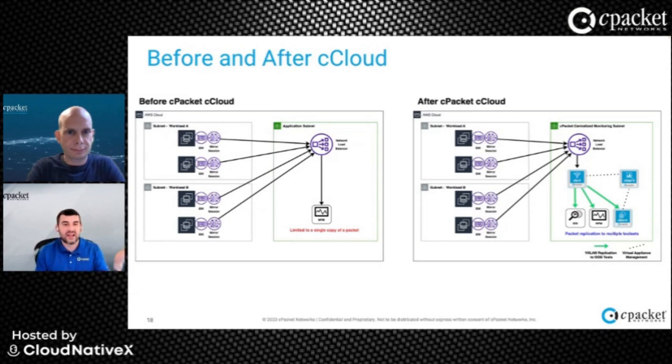On the left-hand side, this is a basic traffic mirroring scenario in AWS. You might imagine a pretty elementary example: a couple of different subnets, and then a subnet for the tools on the right. But with traffic mirroring, you're inherently limited to a single copy of a packet. Currently, none of the big three CSPs that support traffic mirroring even have the ability to replicate that same packet to more than one tool.